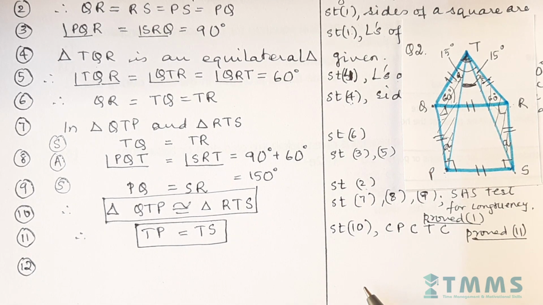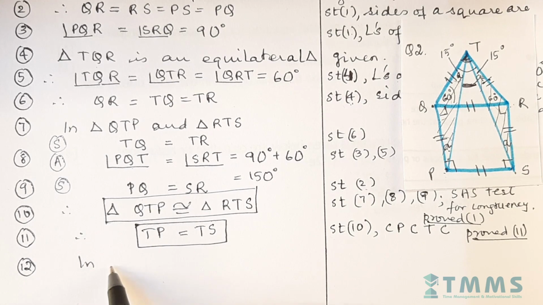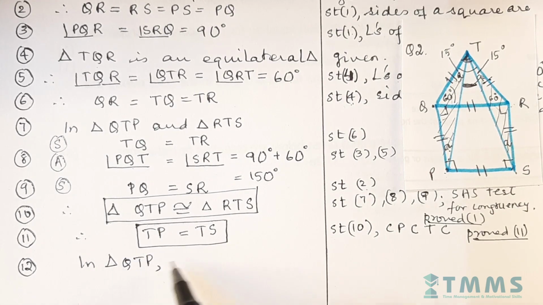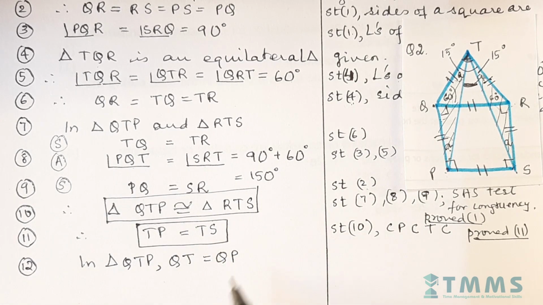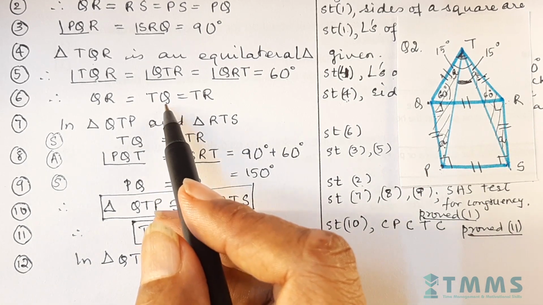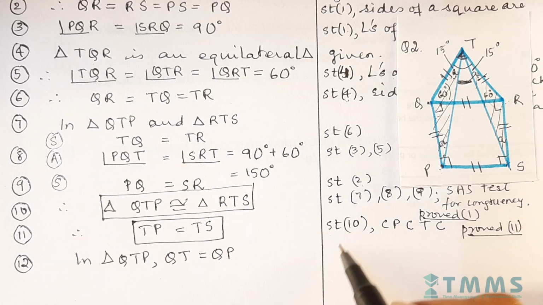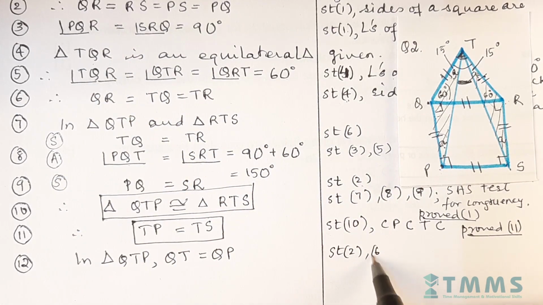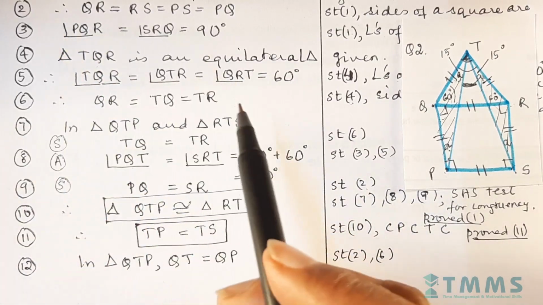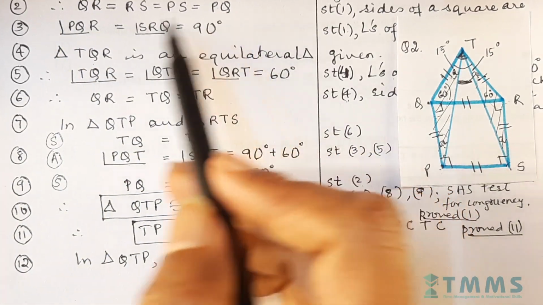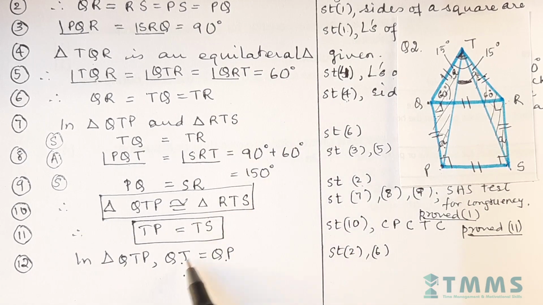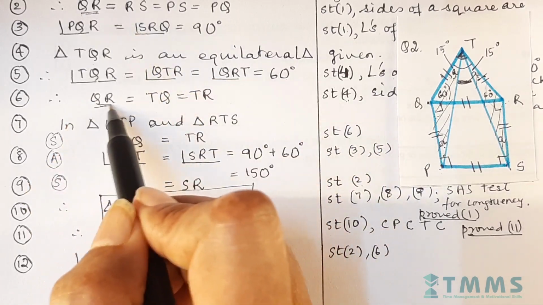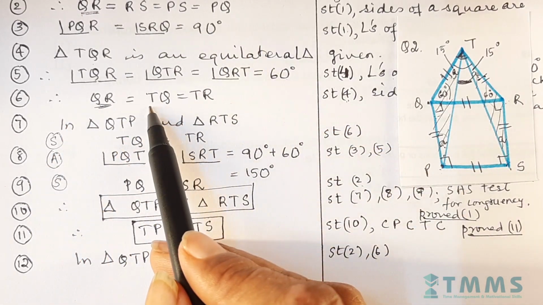And now let us see how we write it. We will say in triangle QTP, QT is equal to QP. Now QT and QP, they are statements 2 and 6. See here in statement 2, I have QP equal to QR. And statement 6 has QR equal to QT. That is TQ. Can you see that? Because there is QR here and QR here, therefore all these sides will be equal to these two as well.